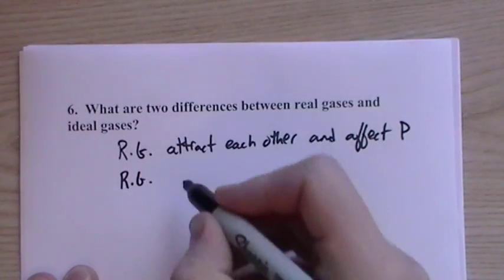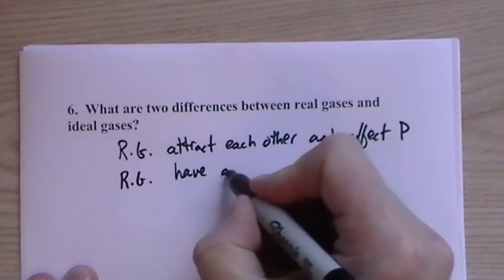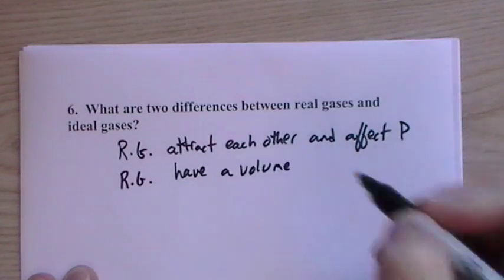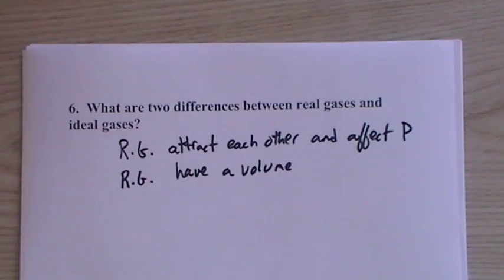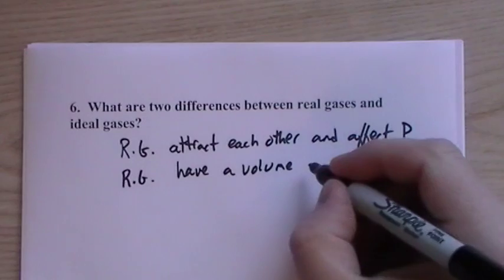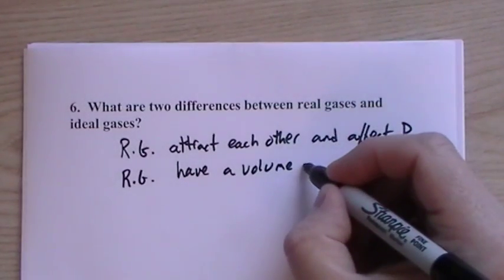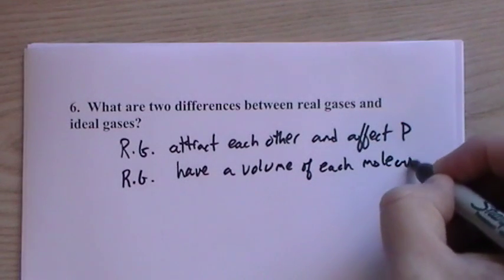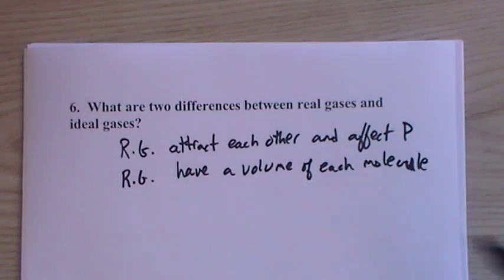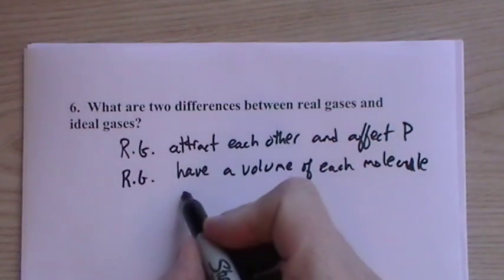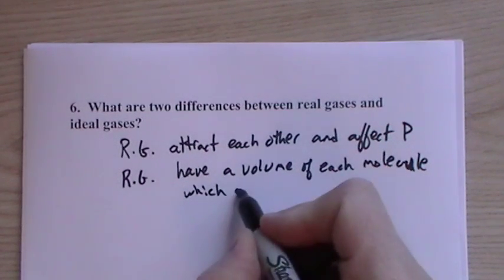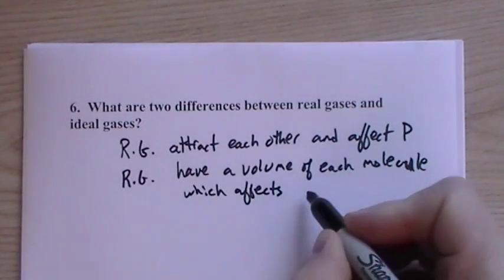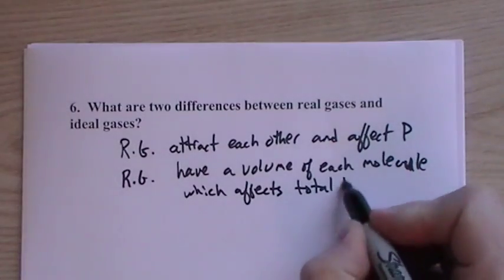Real gases have a volume. They aren't point particles. Since they have a volume, each molecule has a volume, which affects the total volume.